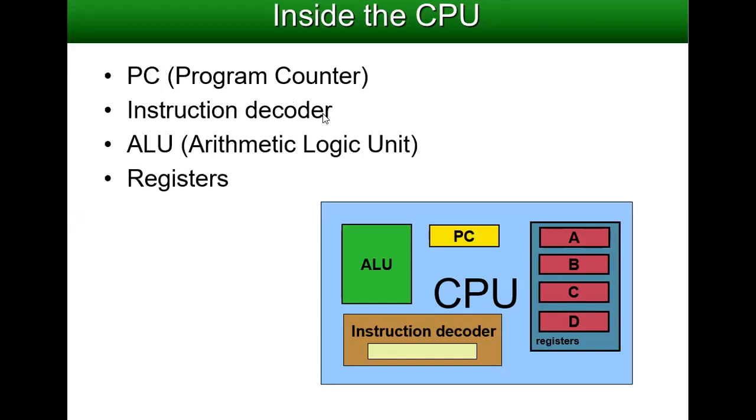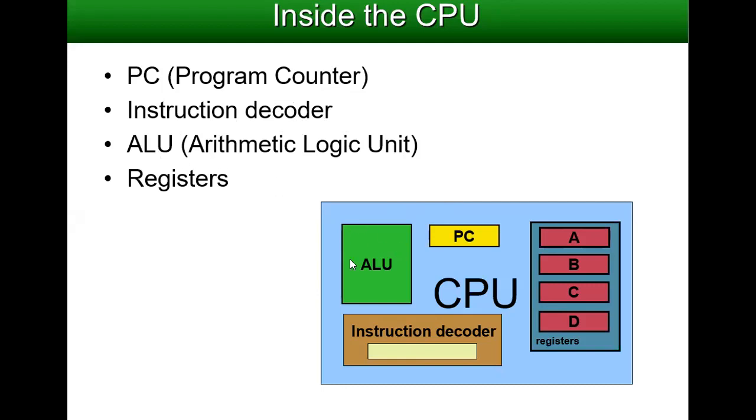In this video we will be talking about how the CPU works from inside. Inside the CPU we have a program counter. What the program counter does is call the next instruction by calling its address. Then there's an instruction decoder, which decodes that address and brings the next input.